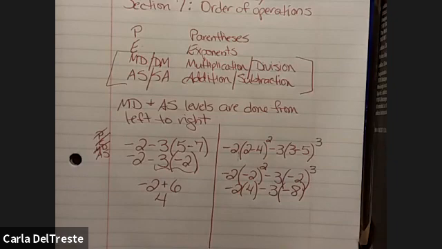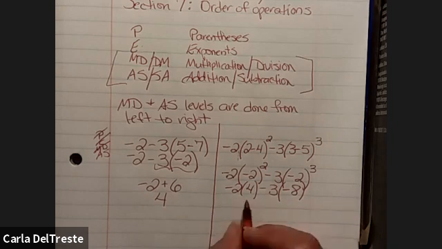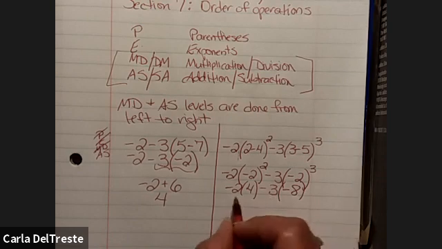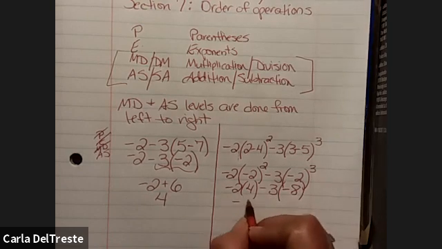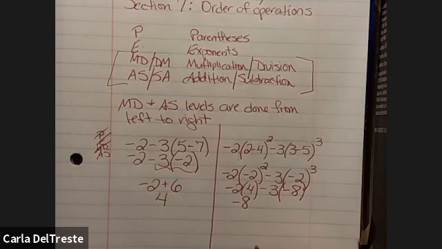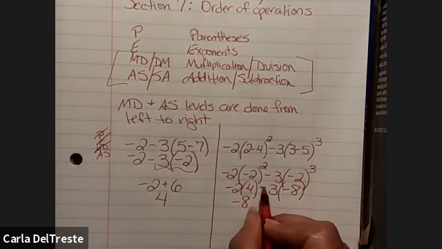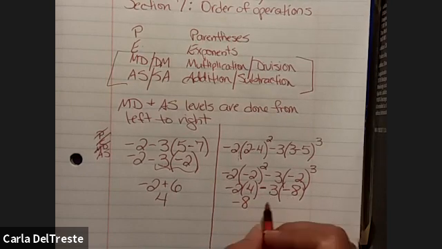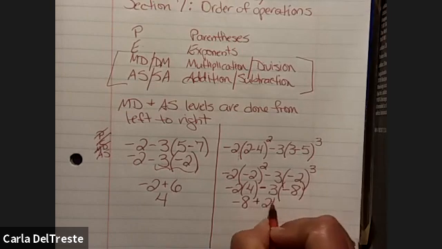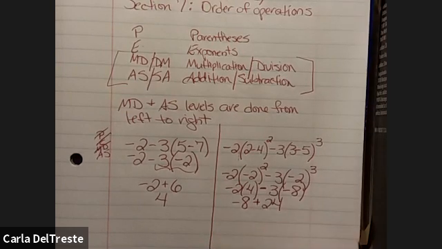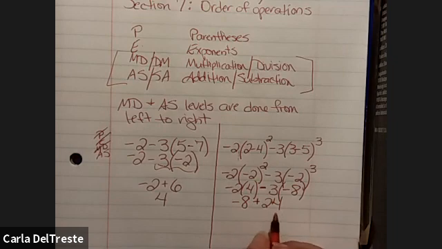Now we're at the multiplication division level. I see two sets of multiplication. I can do them at the same time. This is going to be -2 times 4, which is -8. This is going to be -3 times -8, which is plus 24. And then last but not least, we have addition here. And so this is going to be a +16 for our answer.